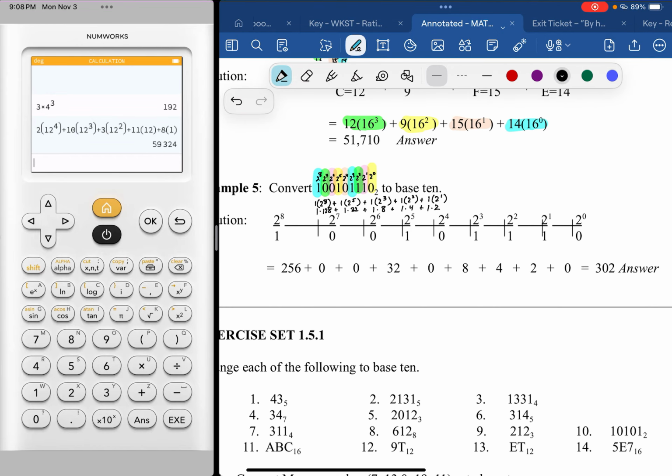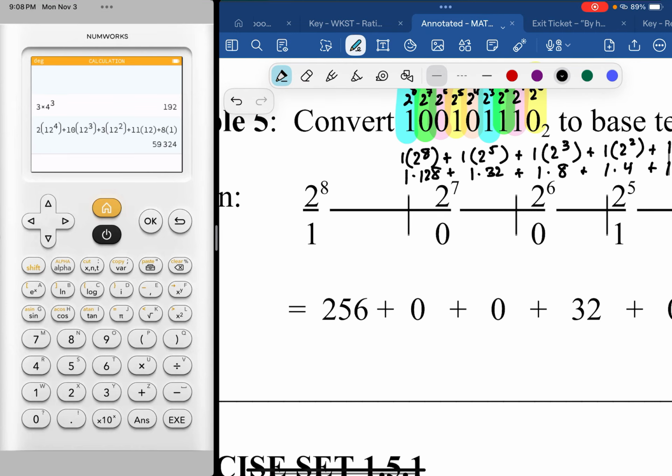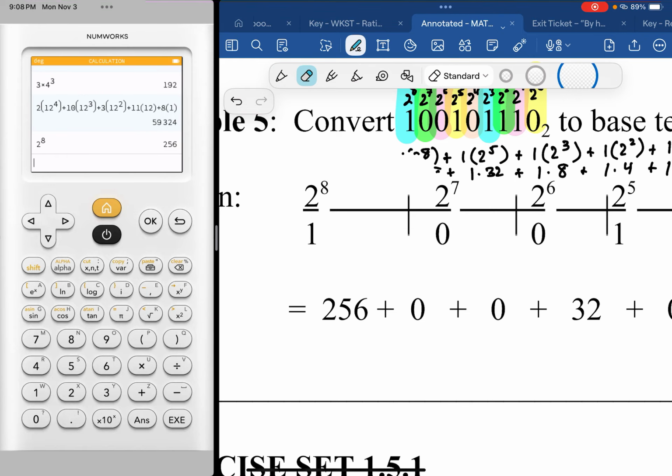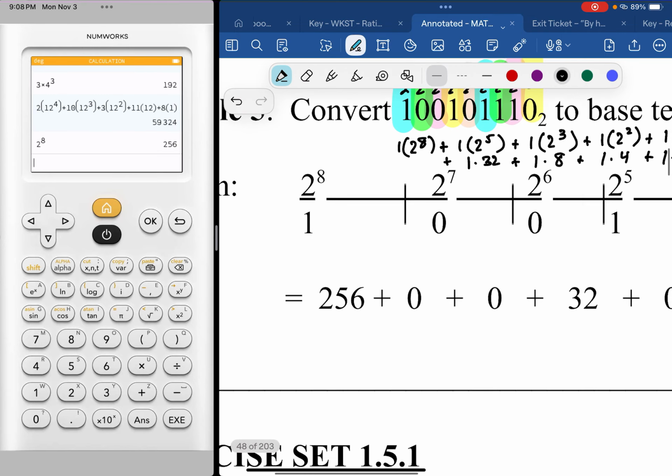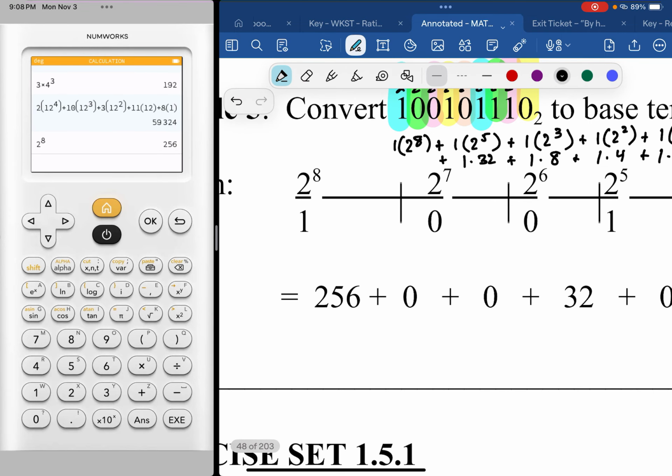Okay, not even close. Where did I screw up? All right. 2 to the 8th, I screwed that up, huh? Oh, look at me. It's 256. Tell you how easy something is, and then I immediately mess it up. I'm going to leave it in the video. Nobody's perfect. Wait, 2 to the 5th is 32. 2 to the 6th would be 64. 2 to the 7th is 128. 2 to the 8th is 256.